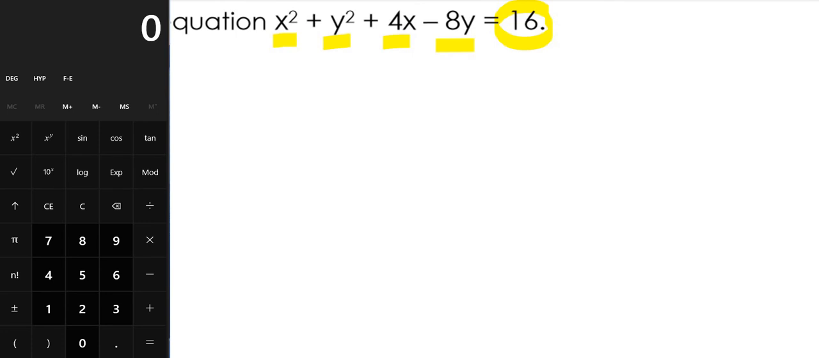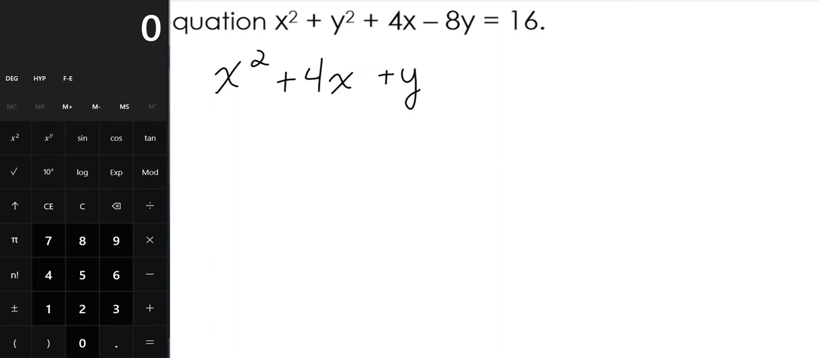Now we're going to group them, meaning we're going to put the x's and the x squareds together and the y squareds and the y's together. So I'm going to rewrite the equation to look like this. X squared plus 4x, and then I'm going to put the y squareds.